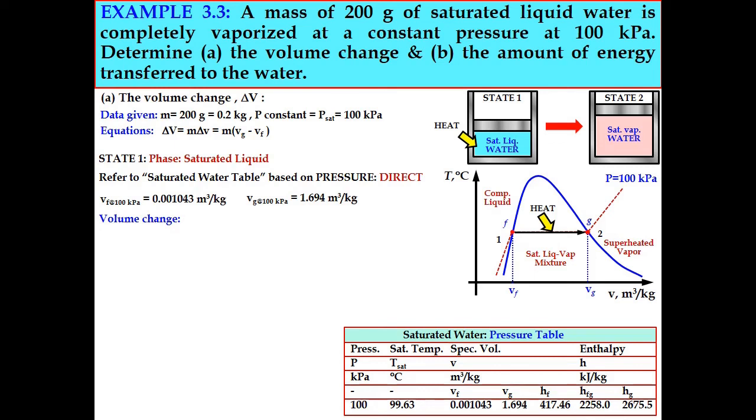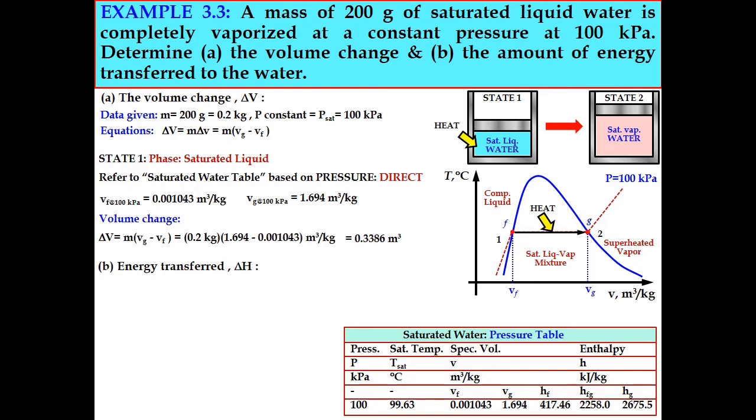From these values we can determine the volume change delta V, where delta V equals m multiplied by Vg minus Vf. The mass equals 0.2 multiplied by 1.694 minus 0.001043. So we get the volume change equal to 0.3386 meter cubic. Okay, done for question A.